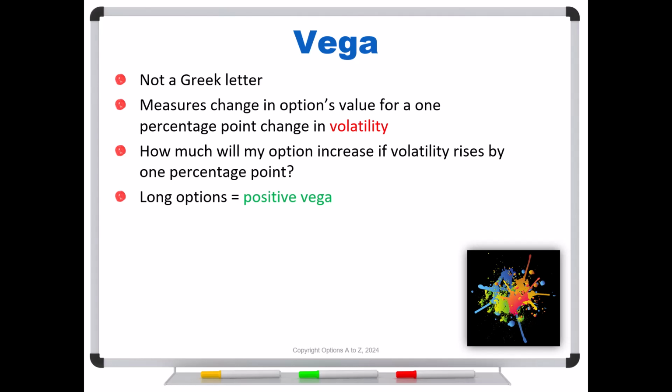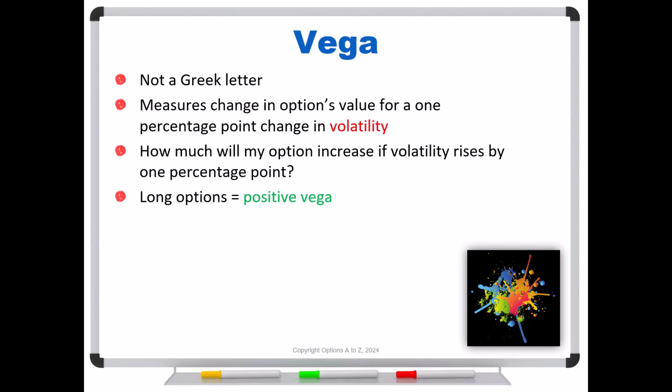So when it comes to long options, you're thinking, go volatility. You definitely would like to see volatility cranked up. And that's why long options have positive Vega. And then, of course, short options would have negative Vega.